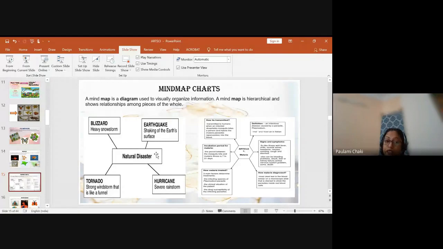Then components of food. They can write the different components, and they can write what nutrients are present. Then in wind, storms, and cyclones, safety measures or preventive measures which can be taken during cyclones, because cyclones are very common now in India.